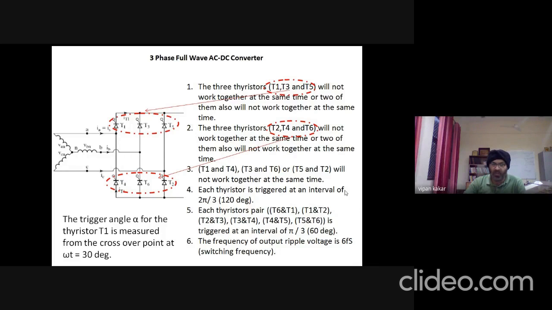T5 goes off, and now T6 is paired with T1, and so on. The cycle continues only after every 60 degrees of interval and not below that. Again, as I said, 6 pulses per 360 degrees, or per cycle, which is 2 pi. We'll see that in a full wave rectifier we have 2 pulses per cycle. Here we have 6 pulses per cycle. So the switching frequency is fast, and the ripples are reduced, we'll see.